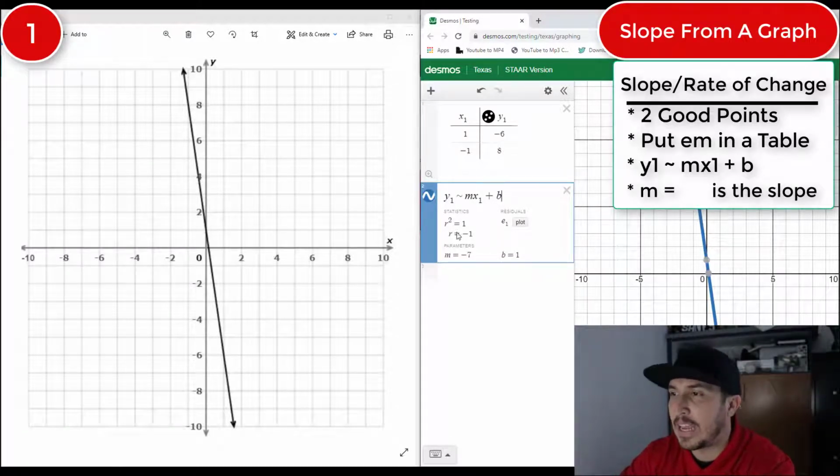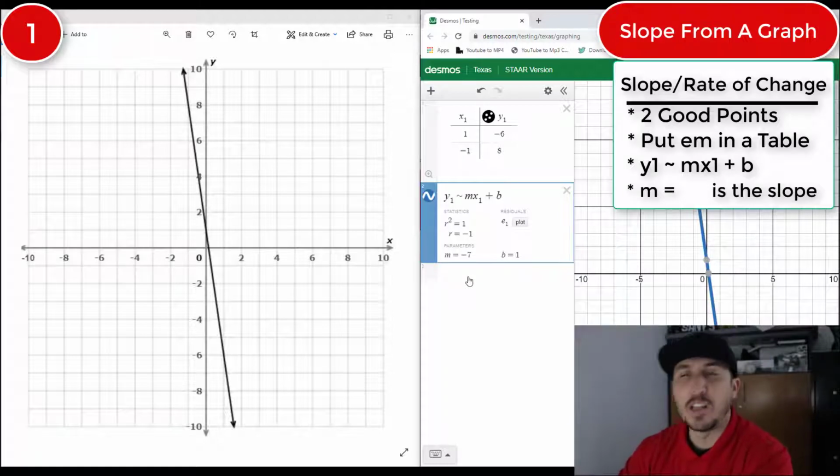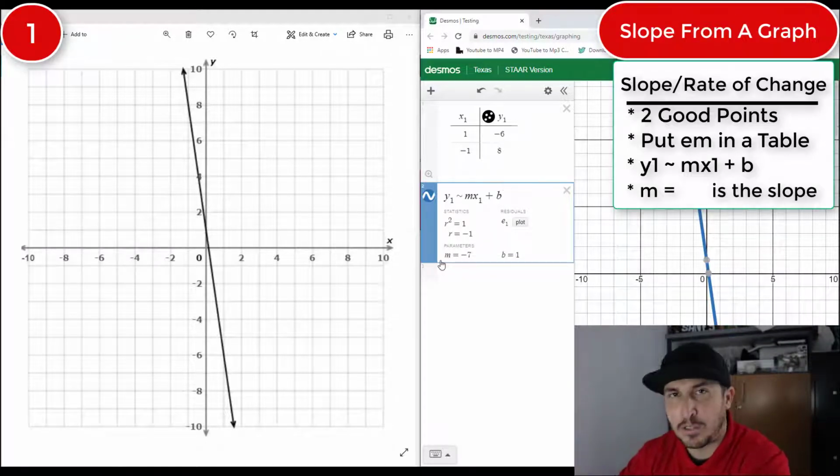So I typed it in, and after you type it in, boom, your answer shows up. M equals 7, b equals 1. Which one's the slope? The m is the slope. So my slope for this answer is negative 7. My answer here is negative 7, and I'm all done.